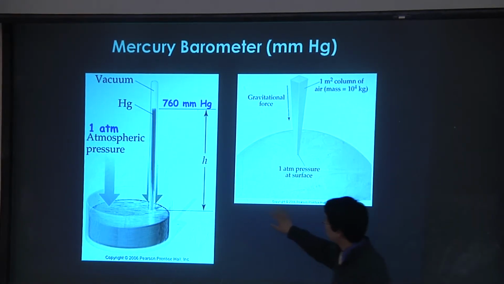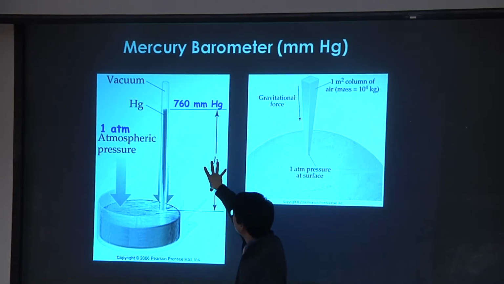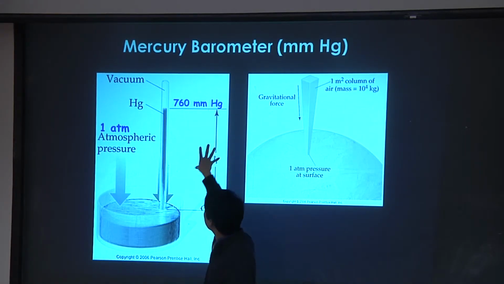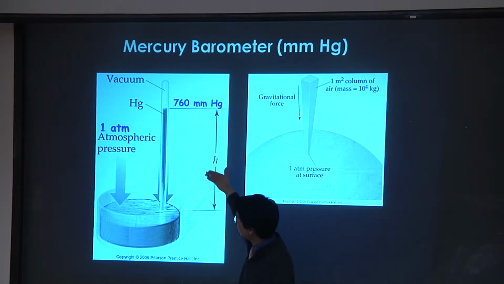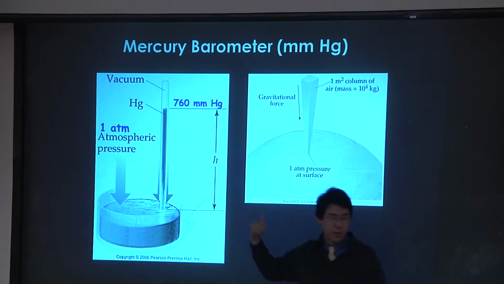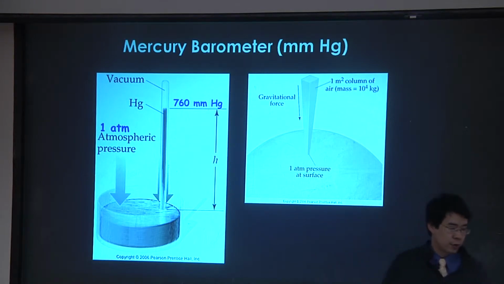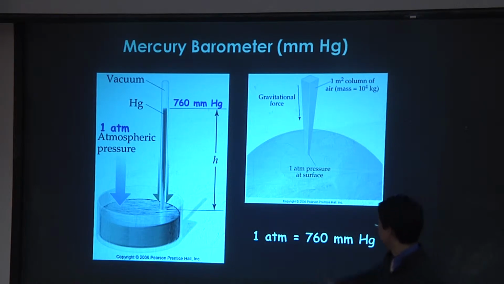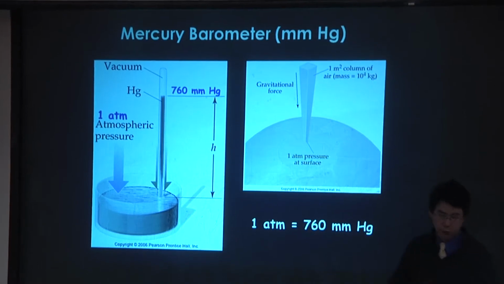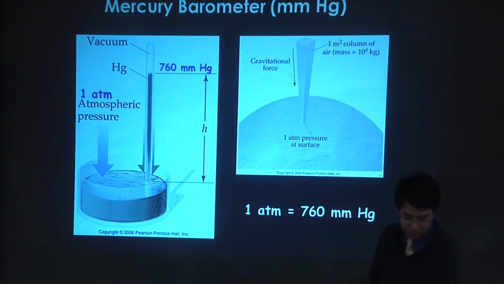So this is where the term millimeters of mercury comes from, but it also becomes a unit to measure pressure. So pressure greater than atmospheric pressure will be greater than 760 millimeters of mercury. Pressure less than 1 atmosphere will be less than 760 millimeters of mercury. And this actually can be used as a conversion factor if I wanted to convert units from atmospheres to millimeters of mercury.